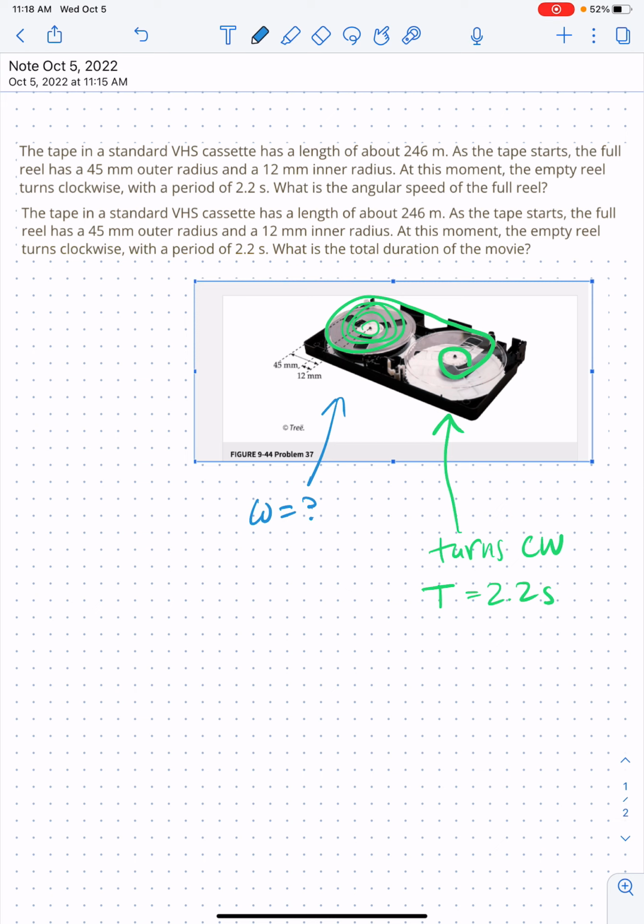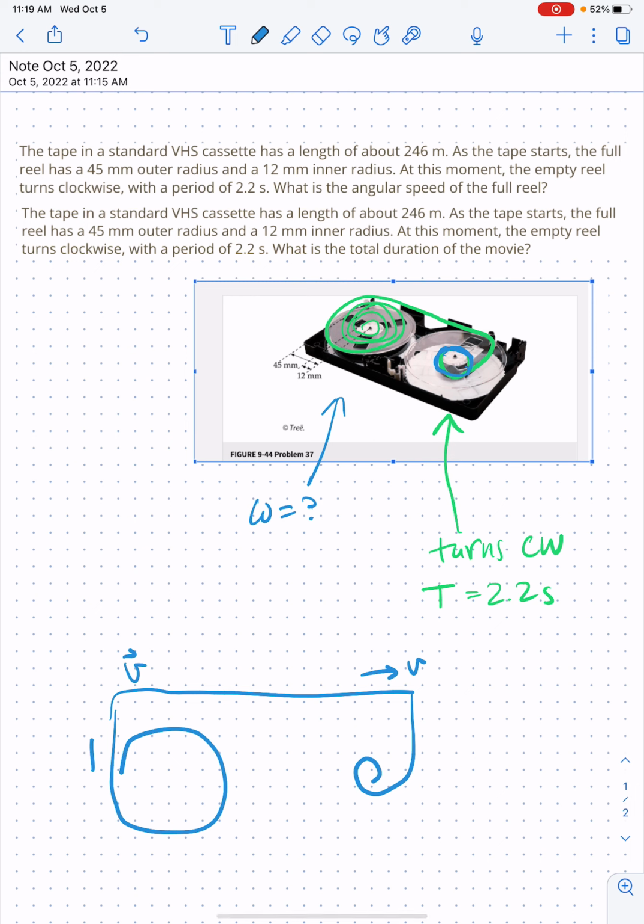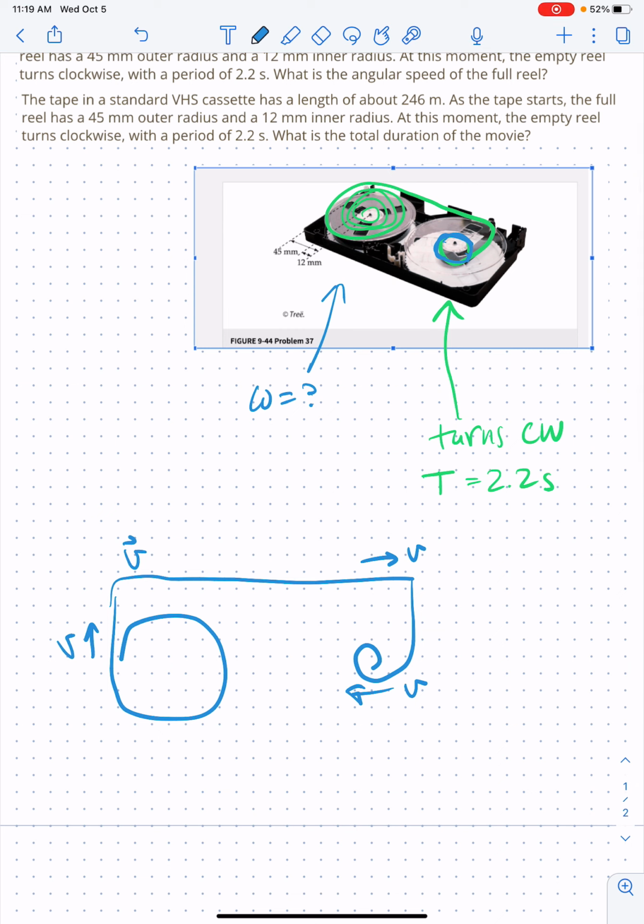So firstly, why isn't that angular speed the same for these two reels, right? It's because the tape on the right is rolling around this first wheel, and as it does so, it pulls linearly on the left wheel, right? So if we think about, I'm going to draw this from the top down, got the tape here. The linear speed at which the tape is going through on the right side has to be the same as on the left side. So this linear speed here is the same as this linear speed here, okay? And so we want to figure out what is the angular speed that allows these two linear speeds to be the same. So let's think about the empty reel first.